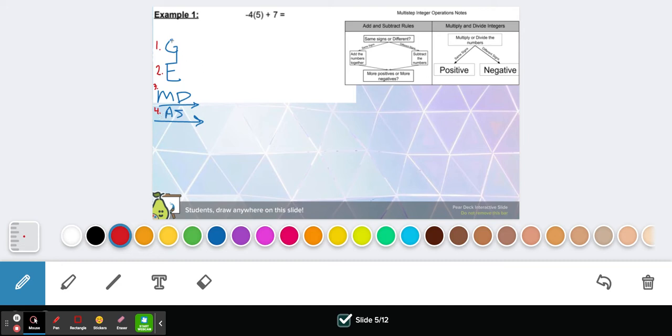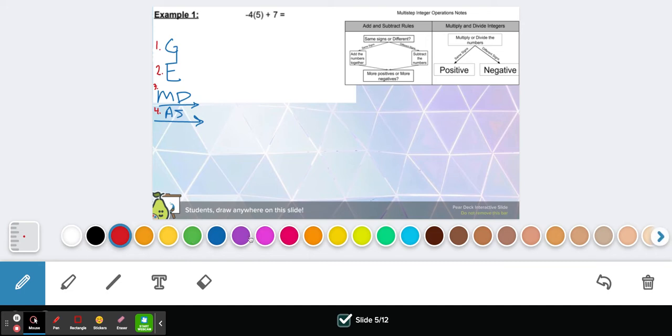So what I need you guys to do is to write this going from top to bottom. This is G for groups, okay? This is E for exponents. This is M for multiplication, D for division, A for addition, and S for subtraction, okay? So this is the order that we need to follow when we have multiple integer operations in one equation, okay? So I'm going to show you guys how to use this.